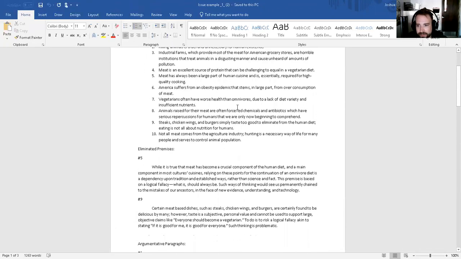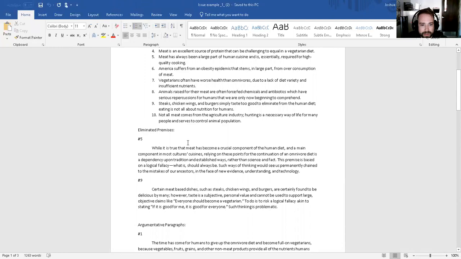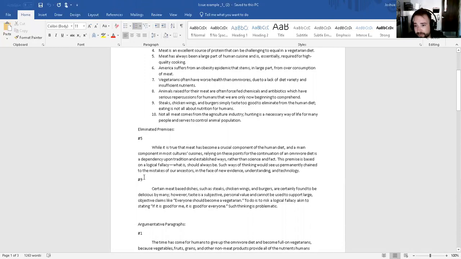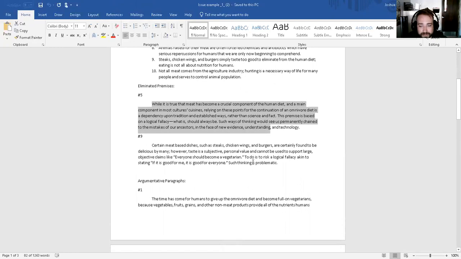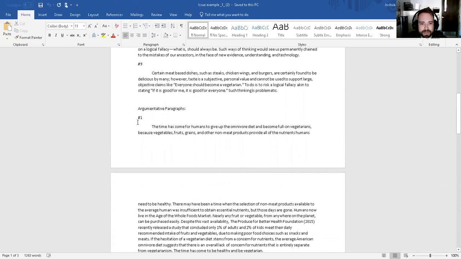Step 3, I guess, is to eliminate premises. So I just listed which numbers I would eliminate and gave a short paragraph as to why I would eliminate them. Then the major part of the assignment is the actual argumentative paragraphs. Remember, you must write 1 in favor of your topic, 1 against your topic, and then the third is a paragraph of your choice, either for or against.